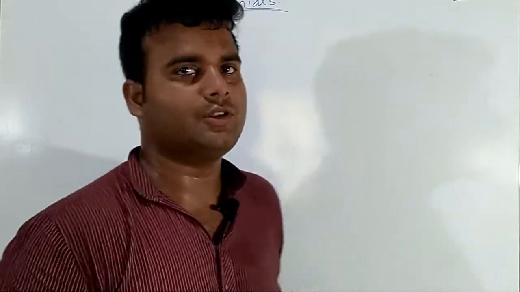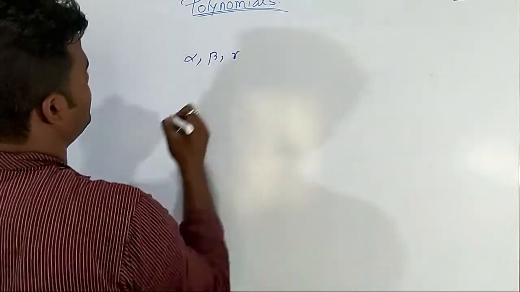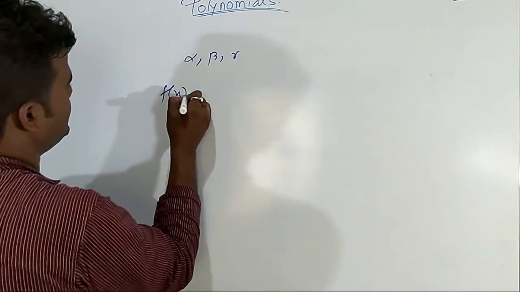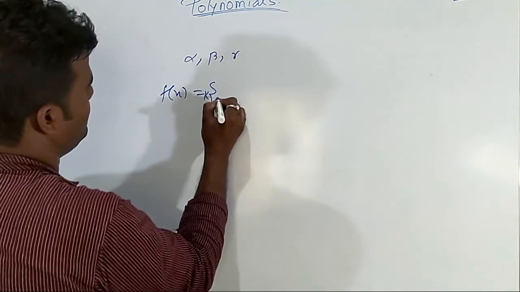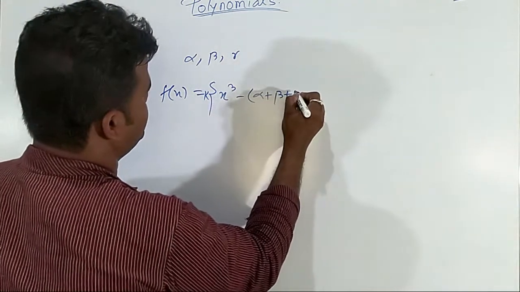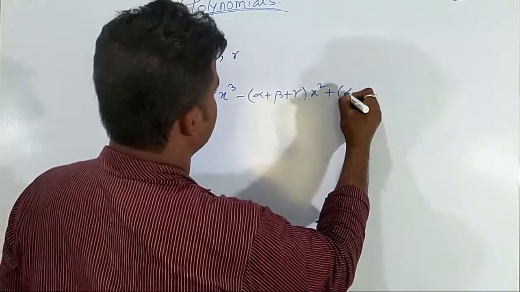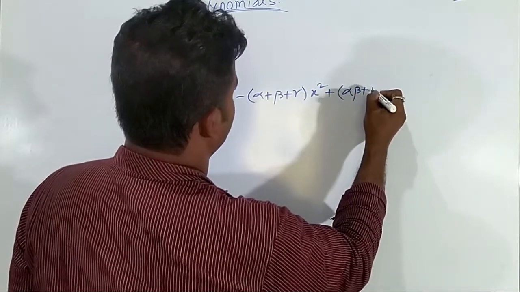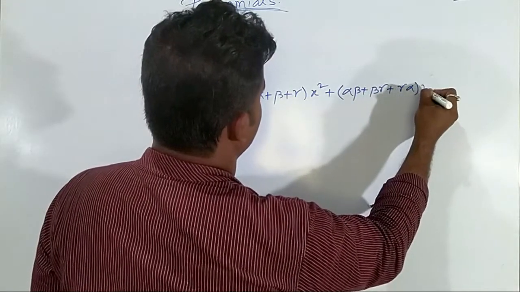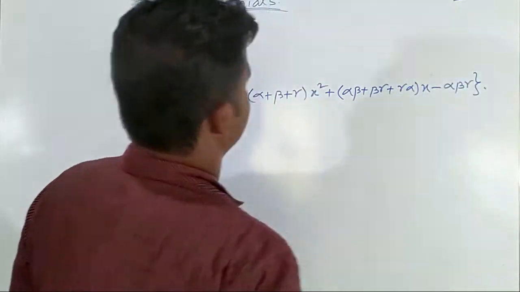Now for a cubic polynomial, when the zeros are given as alpha, beta, gamma, the required polynomial will be f(x) = k[x³ − (sum of the zeros)x² + (the sum of the product of two zeros at a time, that is, alpha beta + beta gamma + gamma alpha)x − (the product of zeros)]. That's it.